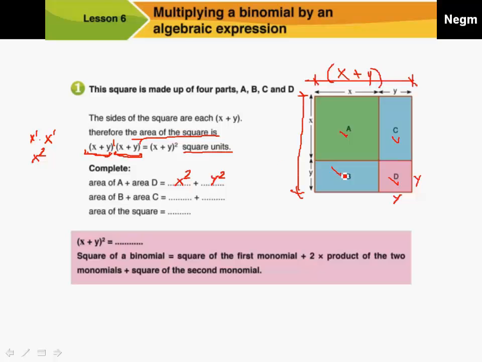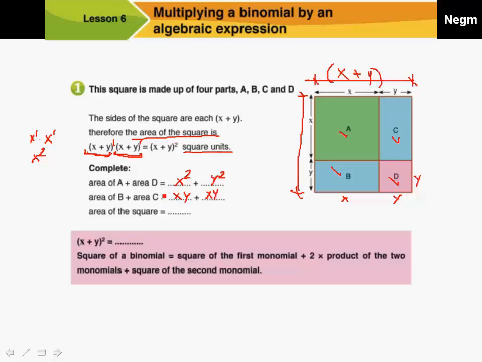Area of B. This is B. The area will be x times y, or xy. Area of C. Also, this length is x multiplied by the width y. It will also be xy.